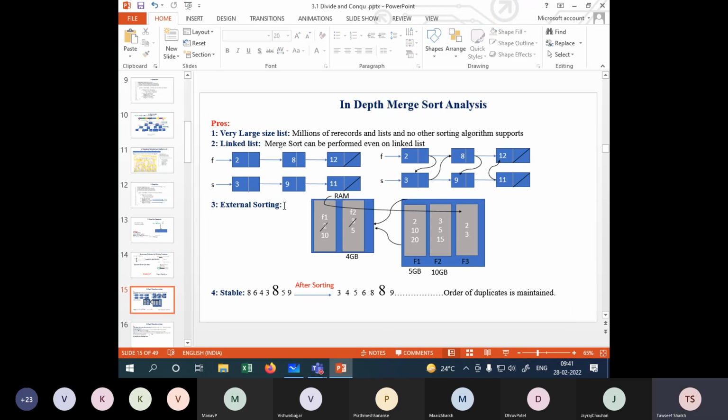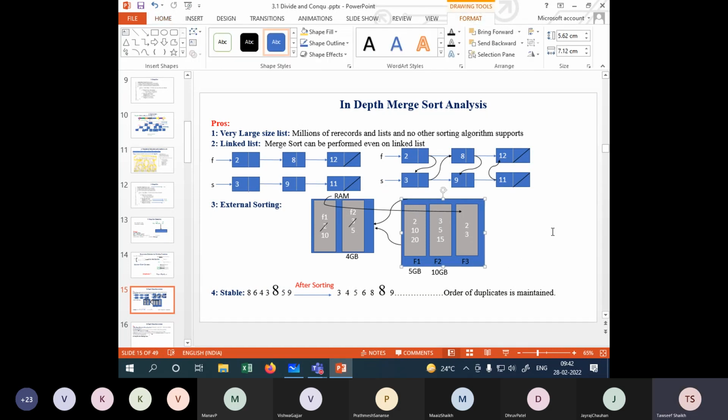Now the actual most important application is external sorting. Merge sort is the sorting algorithm which supports the concept of external sorting. Now we will see what that means. External sorting involves a secondary storage device, a hard disk or any secondary storage device, having storage capacity in terabytes.